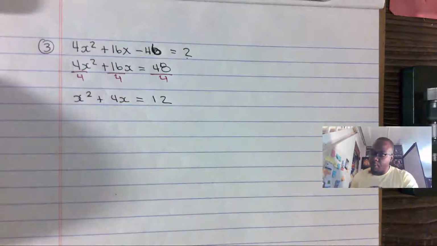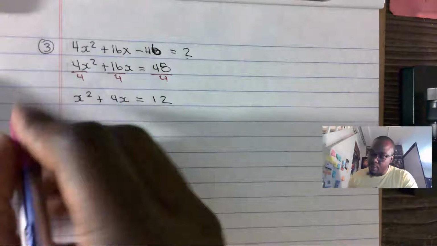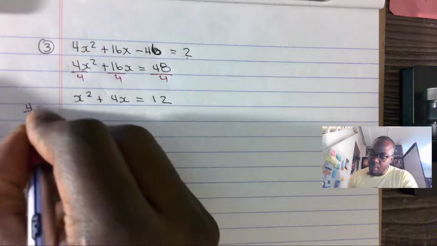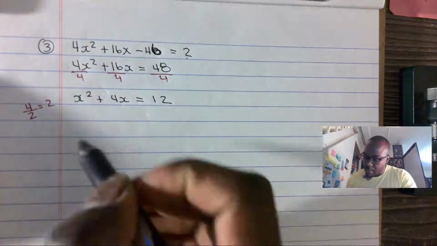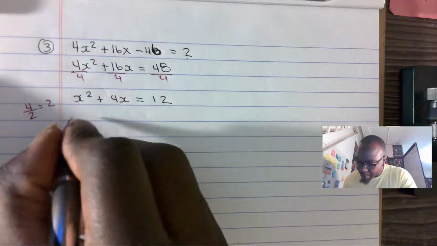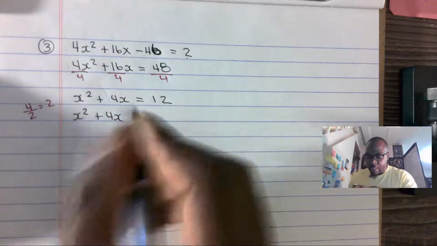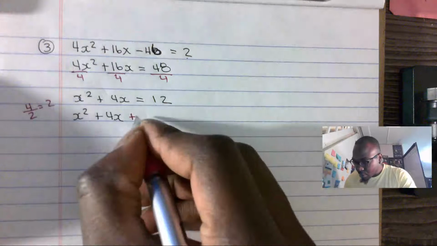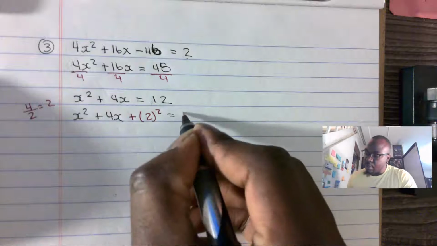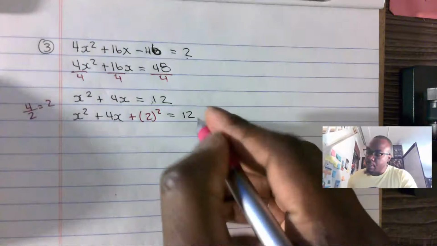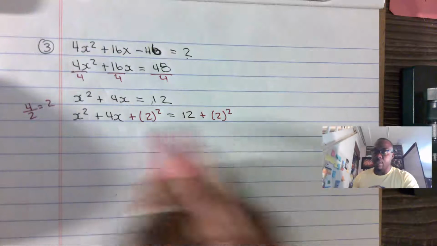Now from this point, what I need to do is take half of b, because b is 4. So half of 4 is 2, and I'm going to square this and add it to both sides. So I have x squared plus 4x plus 2 squared is equal to 12 plus 2 squared. Whatever I did to one side, I'm doing to the other.